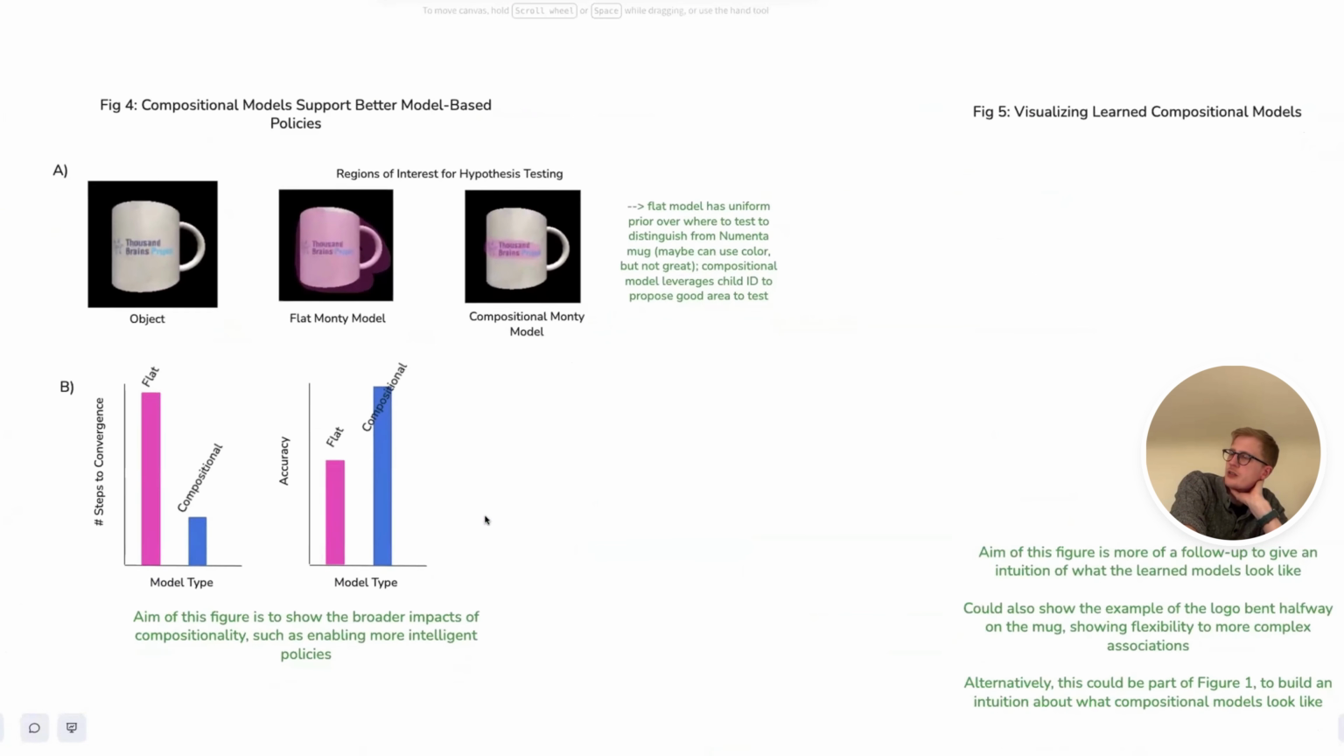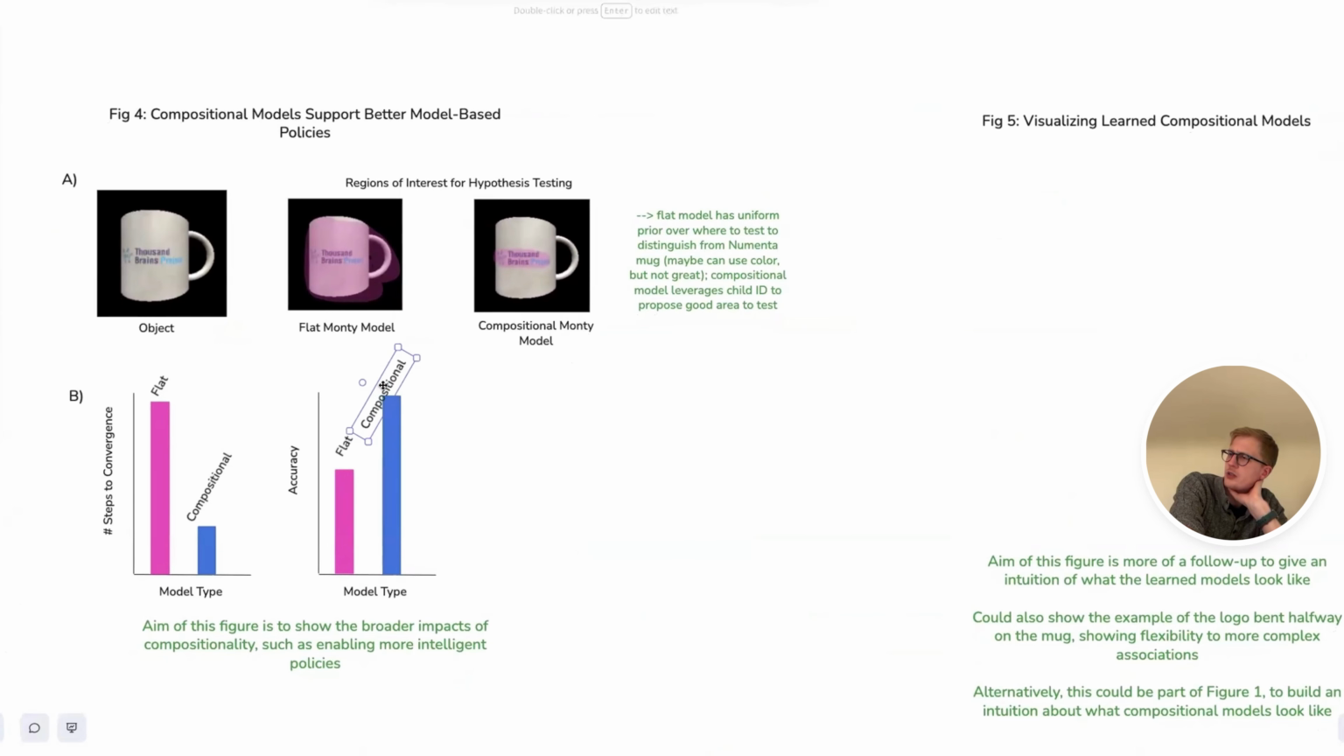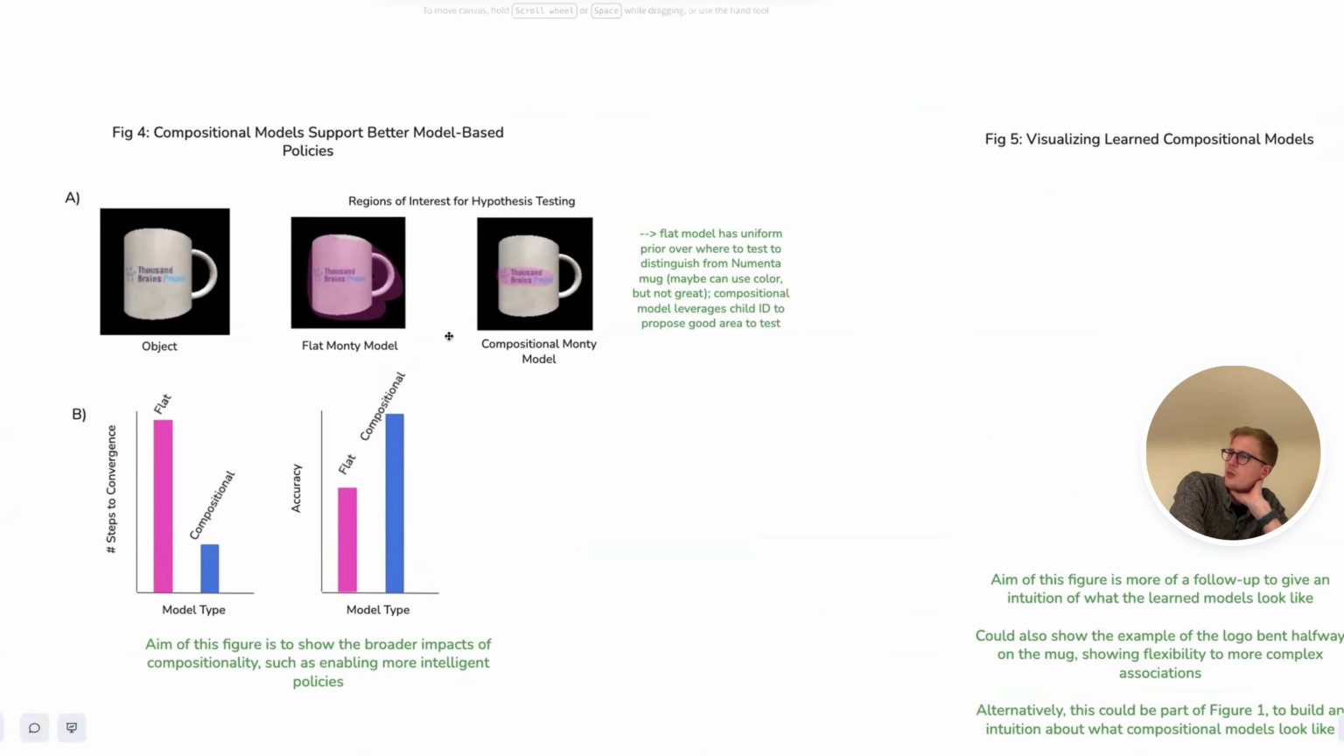But yeah, and then this one I guess I briefly talked about before, but maybe that was before you joined the call, Jeff. One kind of interesting benefit of compositionality that we could highlight is how it can enable better model-based policies, which makes sense, because obviously the world is hierarchical, the world is compositional, so the more we represent that in our learned models, the more our actions can be intelligent.